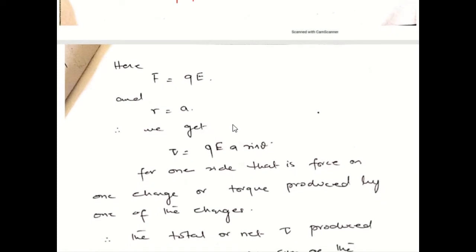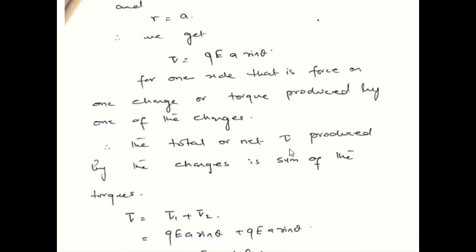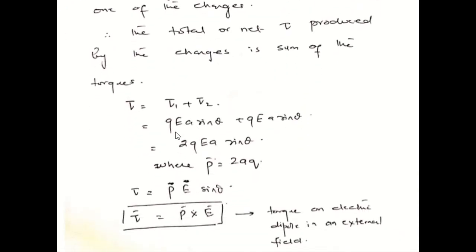So when I write the tau produced in the positive charge, I can write tau is equal to QE A sine of theta, and when the same tau is produced in the negative charge, I will write again the same equation, that is QE A sine of theta. So total tau produced in the dipole will be the sum of these two taus, and total tau will be equal to QE A sine of theta plus QE A sine of theta, that is the one produced in the positive charge and the other one produced in the negative charge. So the sum of these taus will give me 2 QE A sine of theta.